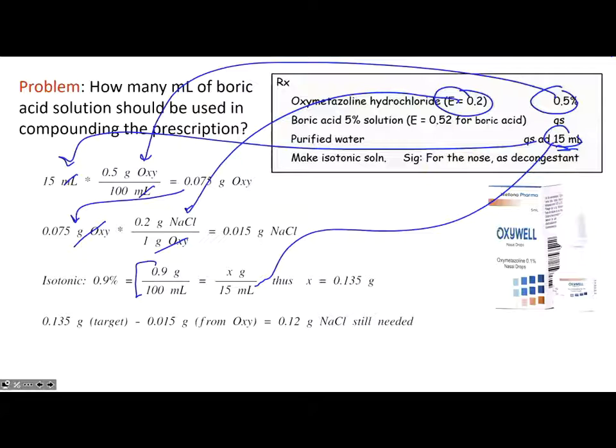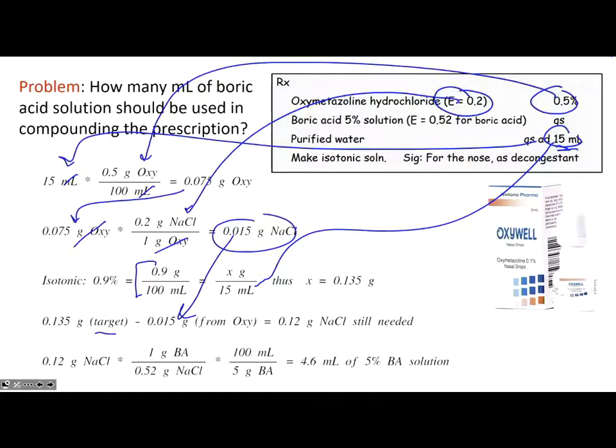So let's start with our target, subtract the amount from our oxymetazoline. So that's the amount I'm going to get from my active ingredient. And lo and behold, when I subtract those, I see that I still need 0.12 grams of sodium chloride equivalent to make this isotonic. Am I going to use sodium chloride to get it? No. What am I using? Boric acid. So this might be a little trick for some of you.